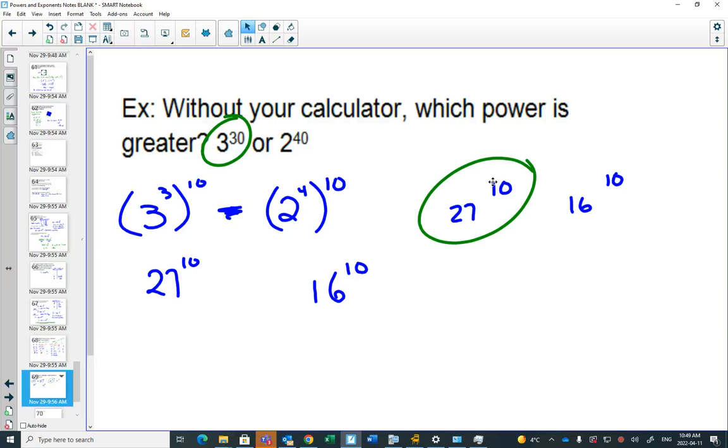What's the answer to that? 27 to the 10 is too big to do in your head. It's 27 times 27 times 27 times 27 times 27 times 27 times 27, 27 times 27 times 27. My guess is more than 5.